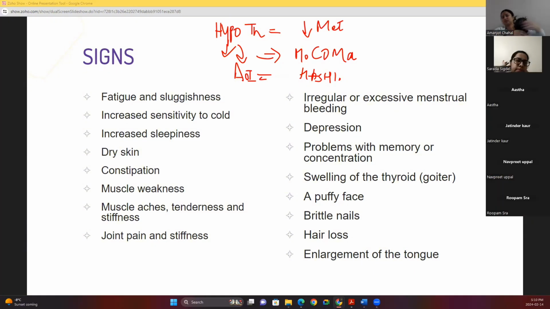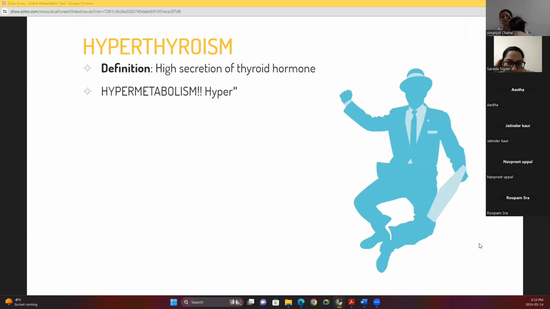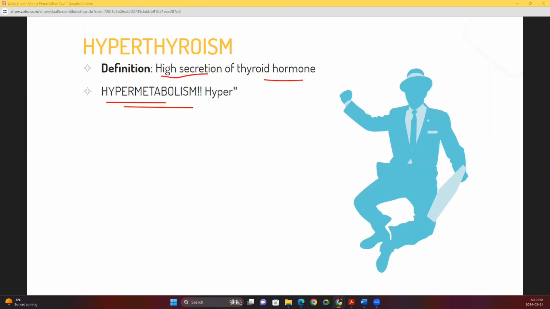All right, now let's discuss hyperthyroidism. Hyper means hypersecretion of thyroid, which means your metabolism is too high. Your calories are burning too much. What will happen to the temperature of the patient? Warm, increased. Heart rate will increase. BP will increase. Respiratory rate will increase.